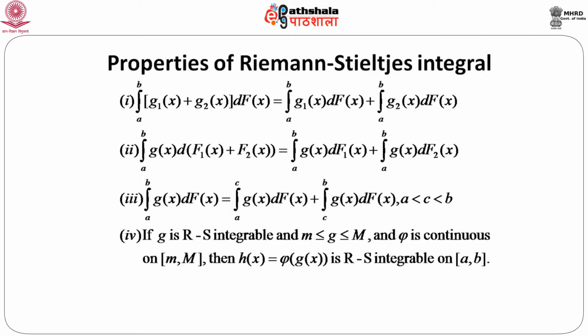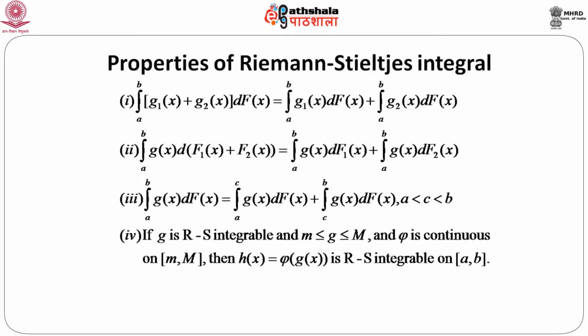Similarly, we can think of the integral a to b g(x) d of f1(x) plus f2(x) equals integral a to b g(x) df1(x) plus integral a to b g(x) df2(x). We can also split the interval of integration, as for example, in this case a to b g(x) df(x) equals a to c g(x) df(x) plus c to b g(x) df(x), where c is any point within the interval a to b.